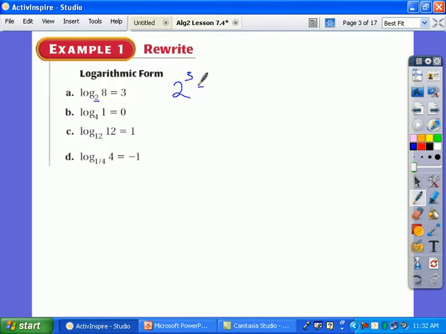Again, all a logarithm is, is another way to write an exponent. So here I have log base 2 of 8 equals 3. So 2 to the third power equals 8. That's what this is saying. It's just another way to write it. Let me show you another problem. So here I have log base 4 of 1 equals 0. So I have 4 to the 0th power equals 1.